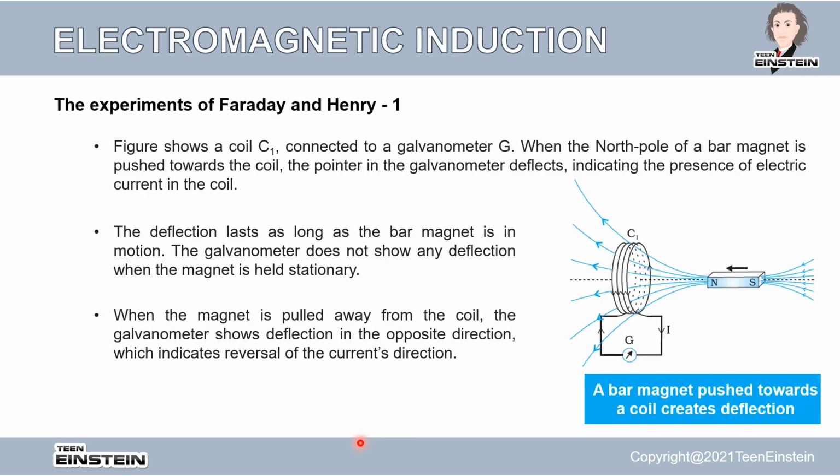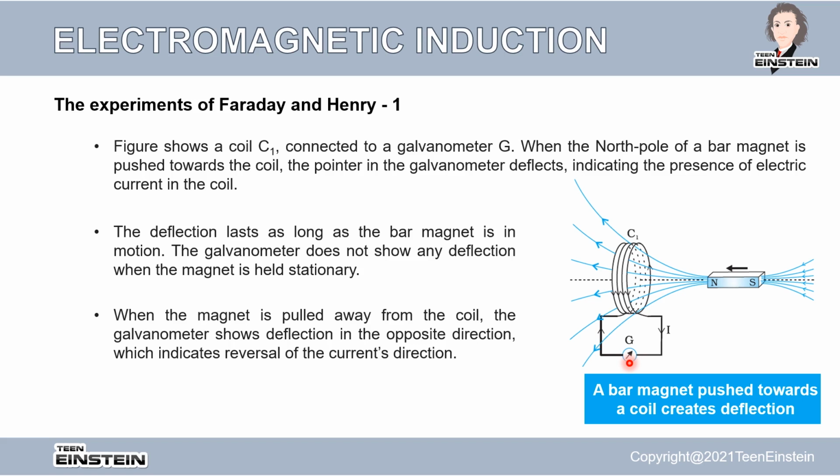Okay, so we are going to see three experiments which led to this kind of discovery. We will start with the first experiment of Faraday and Henry. The figure shows a coil C1 connected to a galvanometer G. Look at it, it's a closed coil connected to a galvanometer G. So what does a galvanometer do? It shows you if there is a current in the circuit. It deflects when there is a current in the circuit.